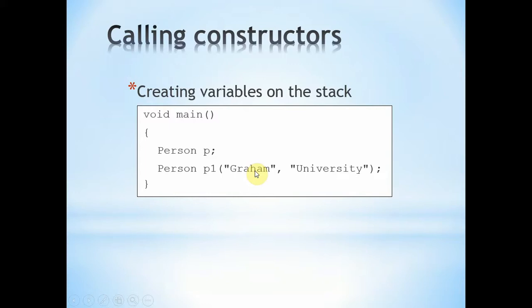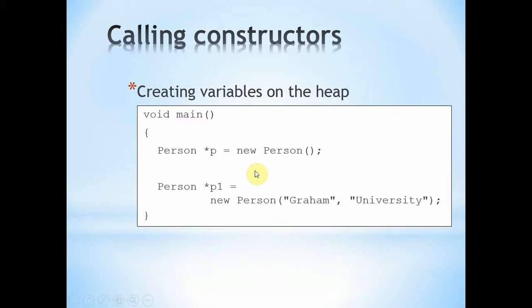If we're going to create objects on the heap, then we would create them slightly differently from when we're creating them on the stack. First of all, you'll notice that we're using the reserved word new, and then we're calling the constructor method. So in both examples we're using new, person, and then either for the default constructor no parameters at all between the open and closed brackets, or we're providing the necessary parameters for the other constructor method.